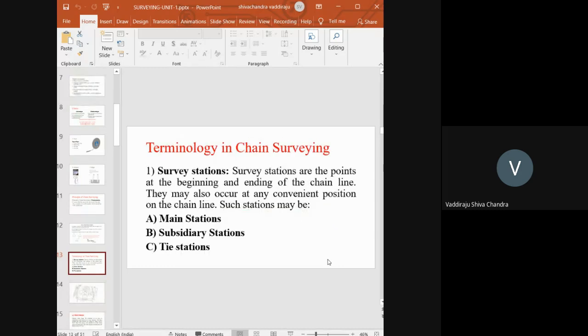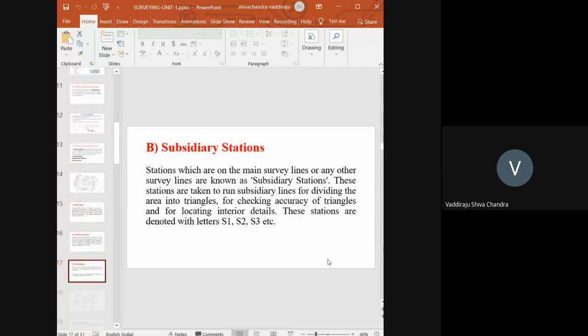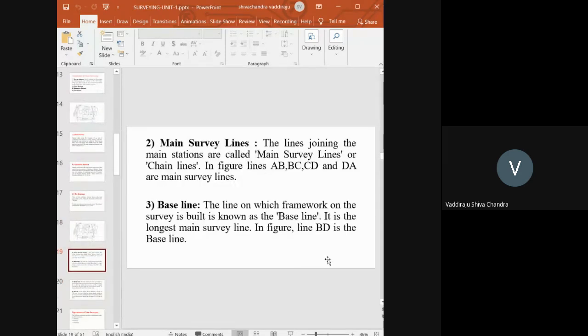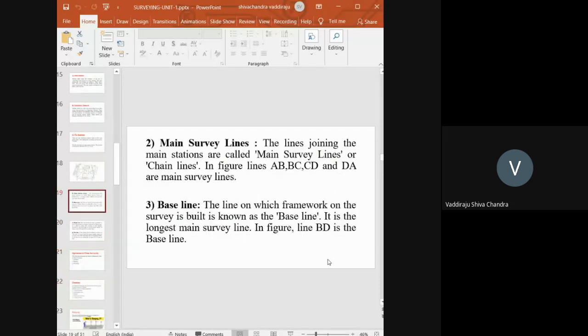So what is the terminology in chain surveying? Okay. So we have survey stations. Again, survey stations are divided into main stations, subsidiary stations, and tie stations. Okay. And we also have lines: check lines, survey lines, main survey lines, base lines, and tie lines. Okay. We'll see what is the use of this.